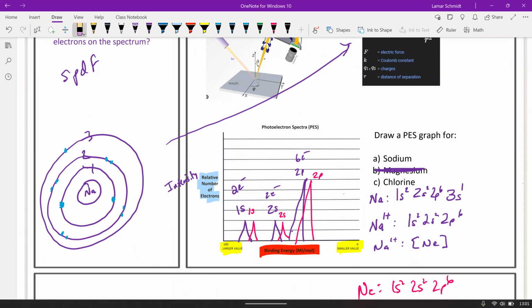All right, let's do another one real quick. I'm going to erase this, and then we'll do another one real quick with chlorine. Maybe I won't make it so confusing this time.